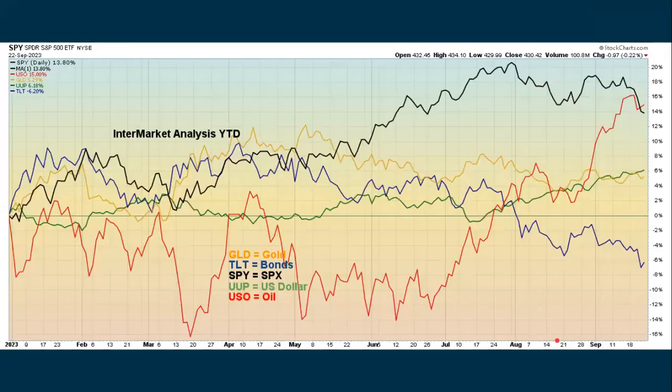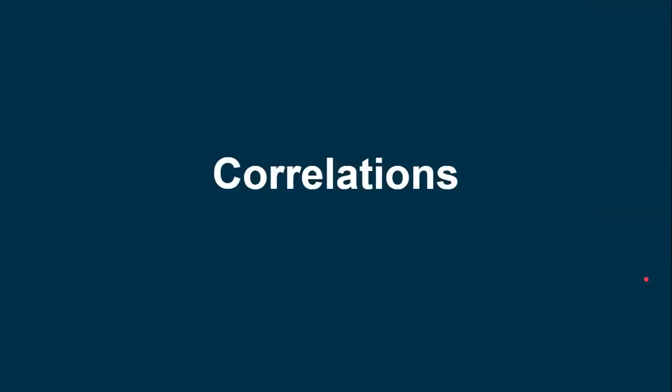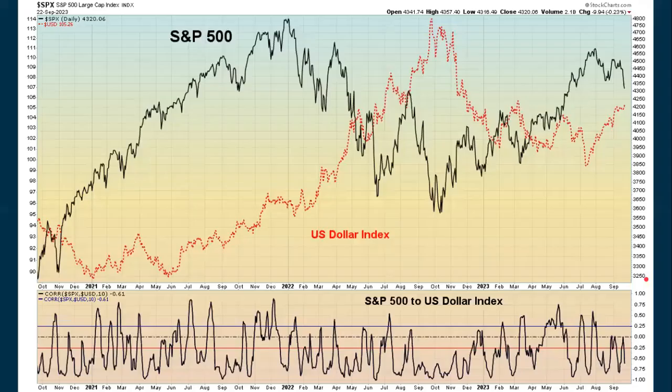Then looking at the intermarket analysis chart, going back to the beginning of the year, stocks have been performing the best, but now we're seeing a real surge in oil. So oil is now in the lead, followed by stocks. Then we have the dollar and gold, where bonds went negative in the early part of August, even though they bounced up a little bit on Friday. We look at some correlations to see if this gives us any insight.